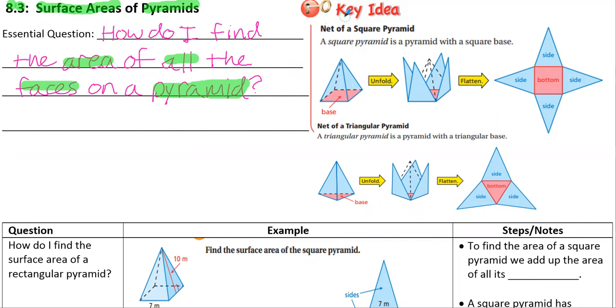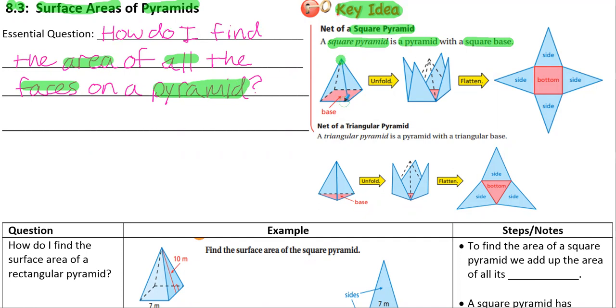So the key idea here is that we're going to take, for instance, a square pyramid. A square pyramid is a pyramid with a square base. Remember, unlike a prism, the base of a pyramid, in this case a square, does not have a square that's identical and parallel on the top. It just has a vertex.